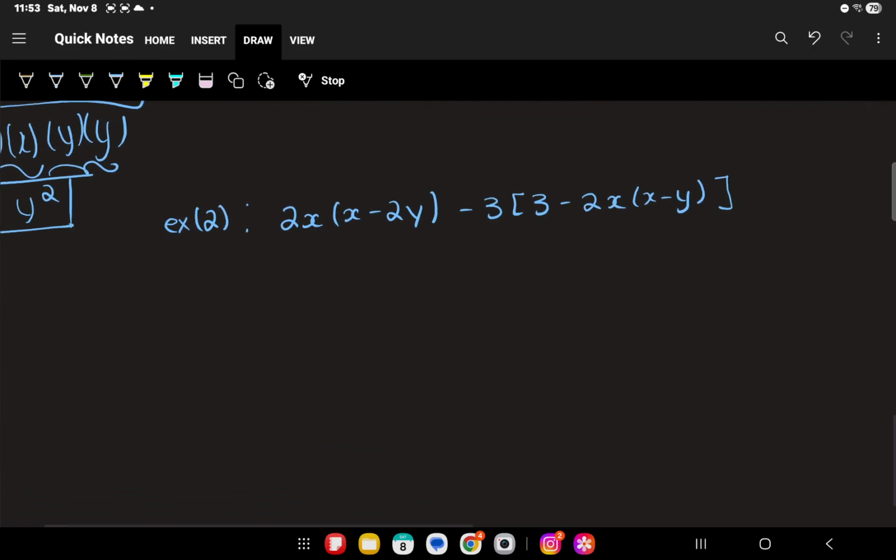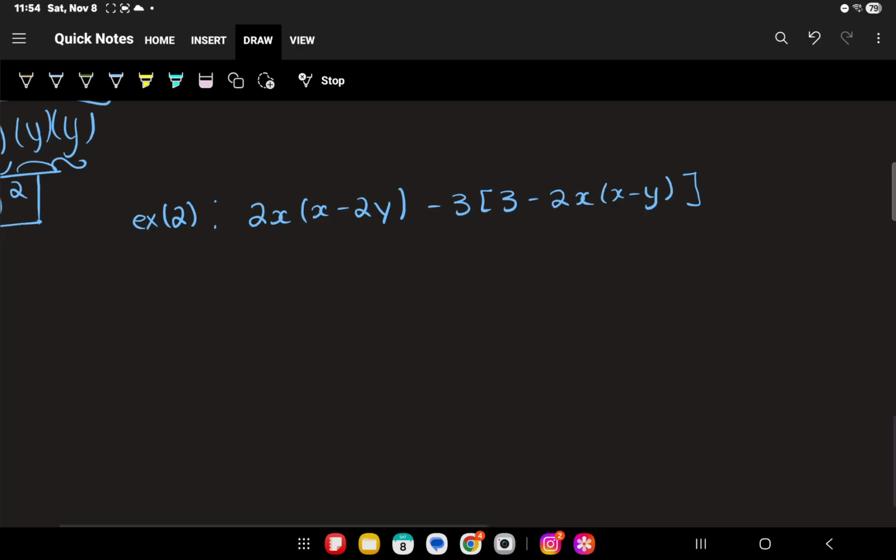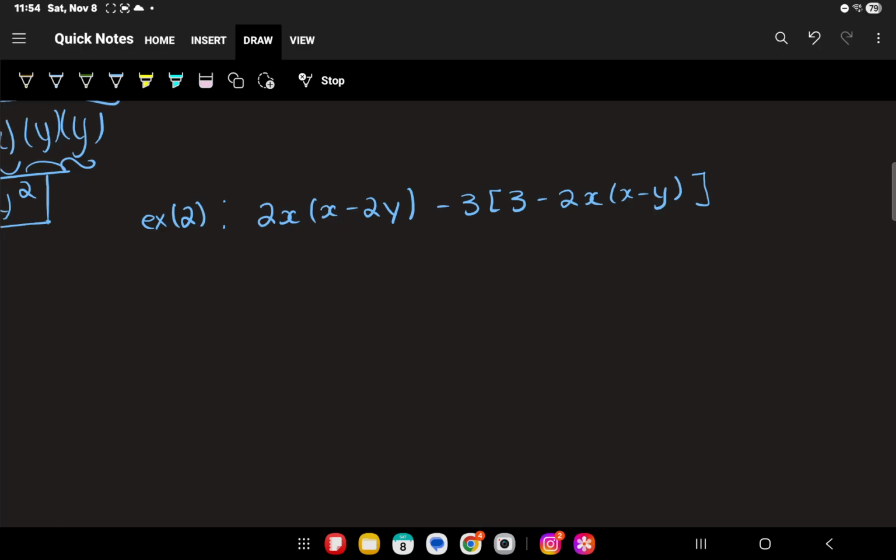next, now when you see something with many brackets, you want to work inside out. That is my tip. So you go from the negative 2x times x minus y outwards. You break the brackets from inside out, and we try to simplify the expression as much as possible. So let's start with this first one.